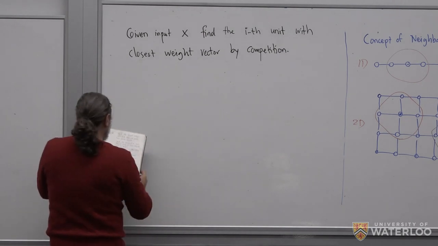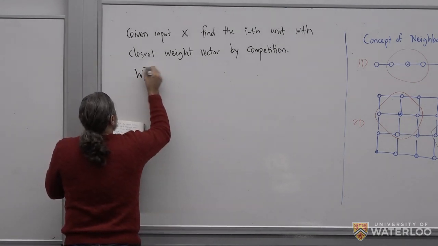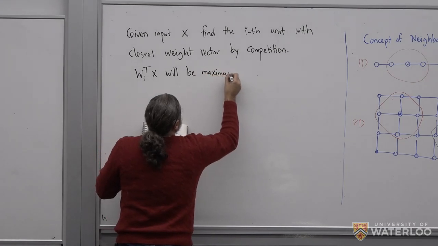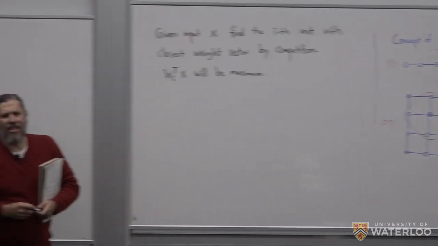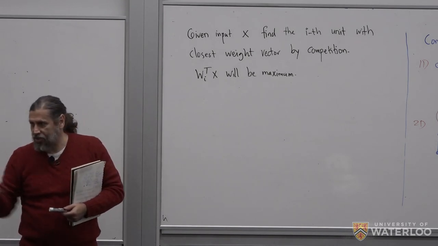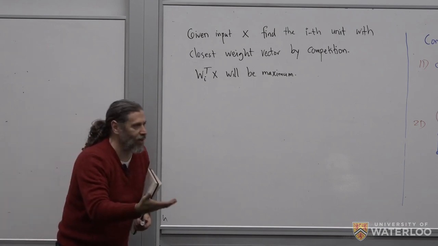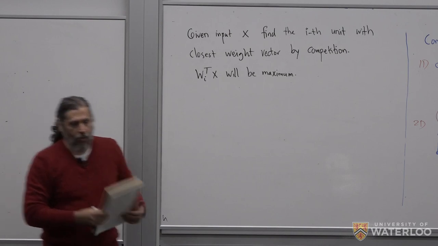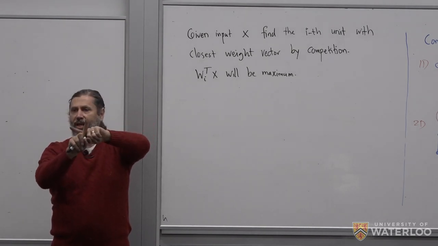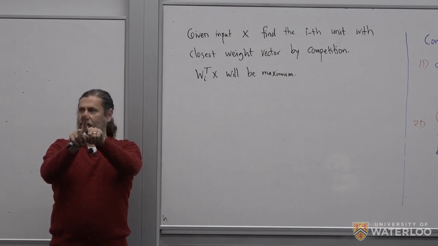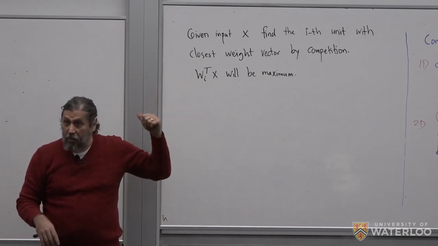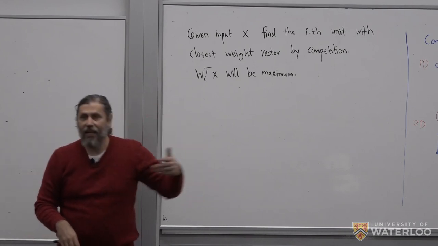That means w_i transpose x will be maximum, if that's the case. Because when we say that my input x will be similar to the weights of the neuron, then the dot product has to become maximum. Ideally it will not become the same vector, but it will become very similar. It's not a vector like this, where the dot product disappears. The more aligned they are, the cosine similarity increases, so w times x increases. So I have to maximize that. In K-means we minimize the distances. Here we maximize the weights times x.